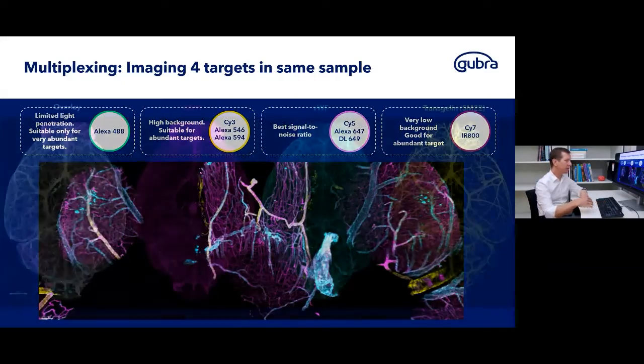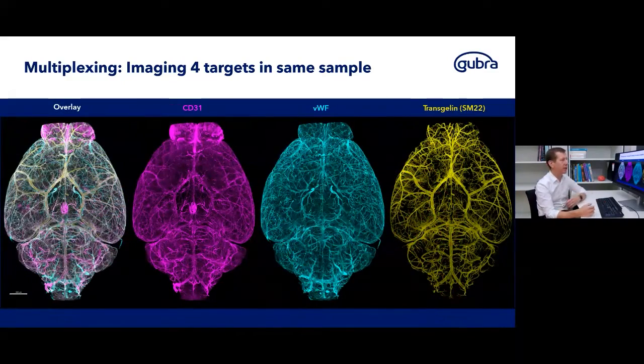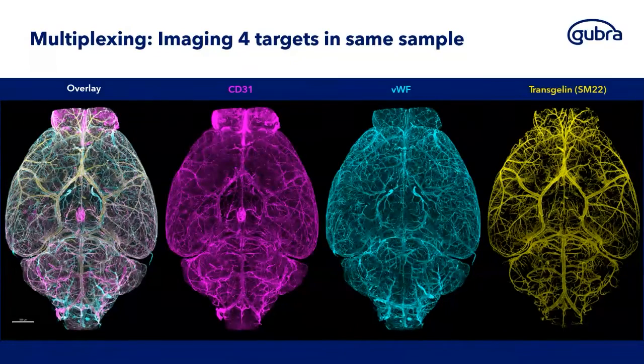So by combining these different wavelengths, we can do these kind of images like shown here for the different vascular markers, but there can also be many other applications for this.